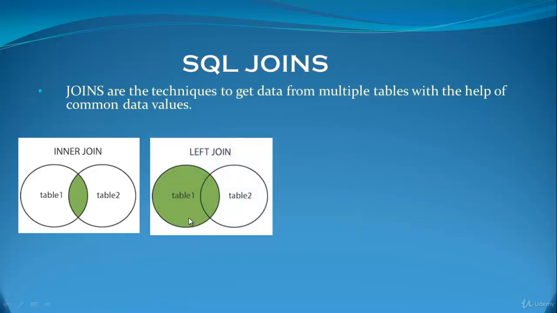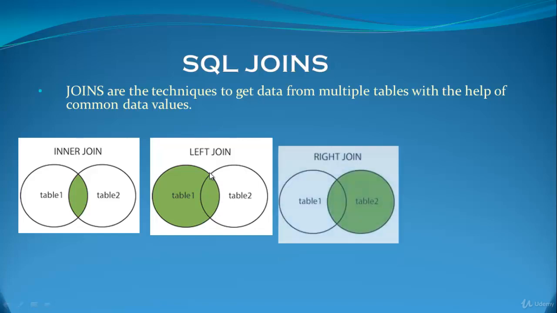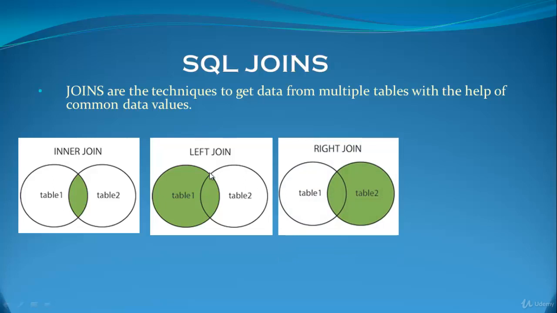Secondly, the most useful type of join is left join or left outer join. In left outer join, the complete data of the base table is returned, whereas only common data of the second table is returned as the result set.